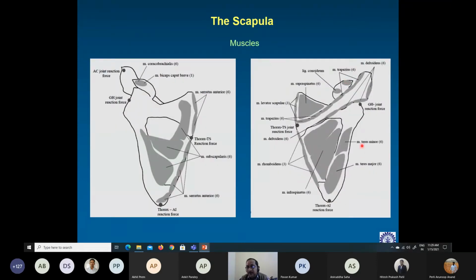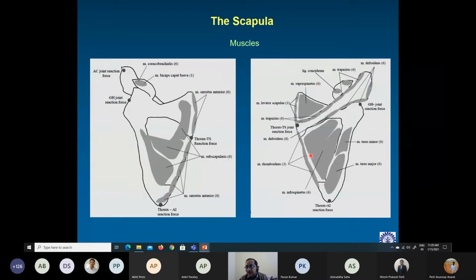We have the muscle teres minor and muscle teres major. They also have 6 lines of force. On the back side of the medial side, we have muscle rhomboides. This has 3 lines of force because its action is limited to a lesser area as compared to other muscles. And on the medial side of the fossa, we have muscle levator scapulae, which is also represented by 3 lines of force.